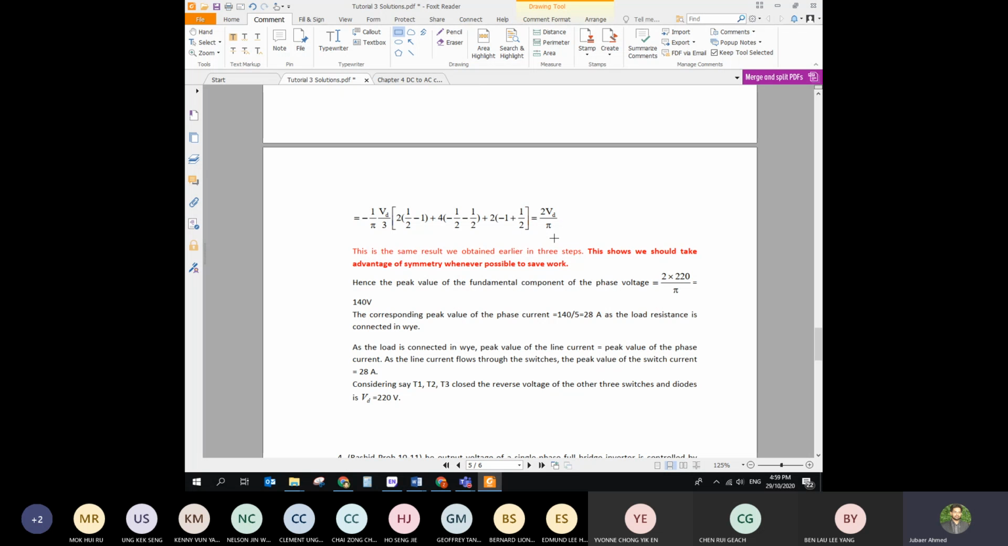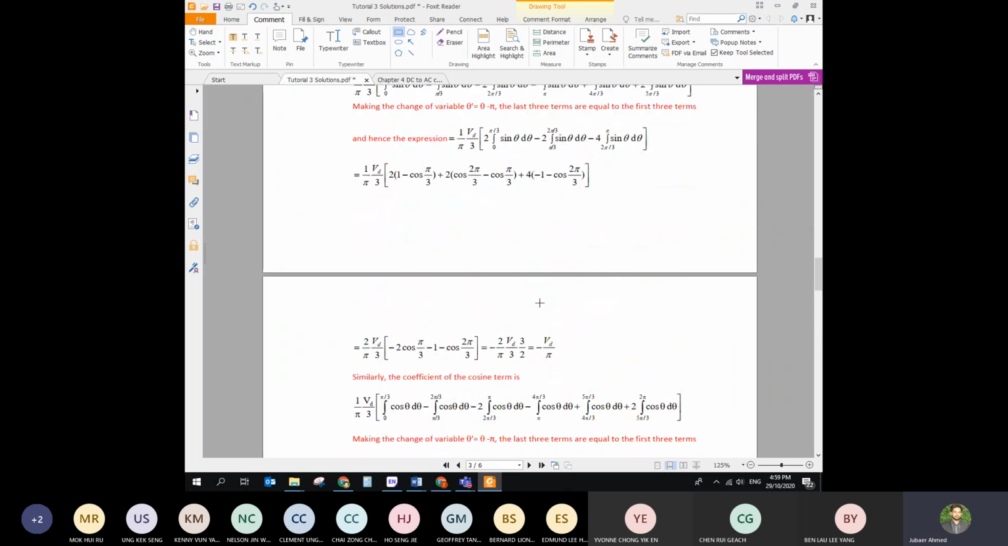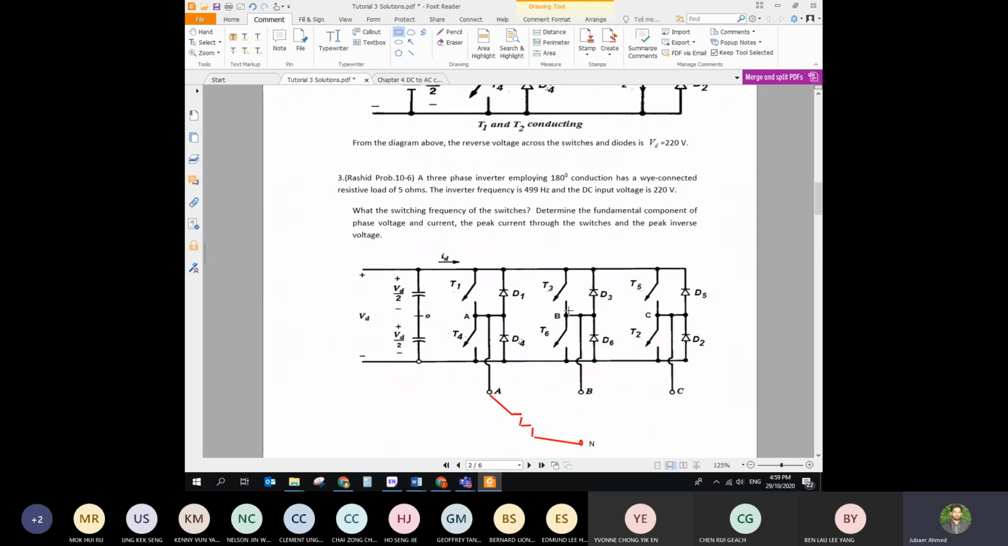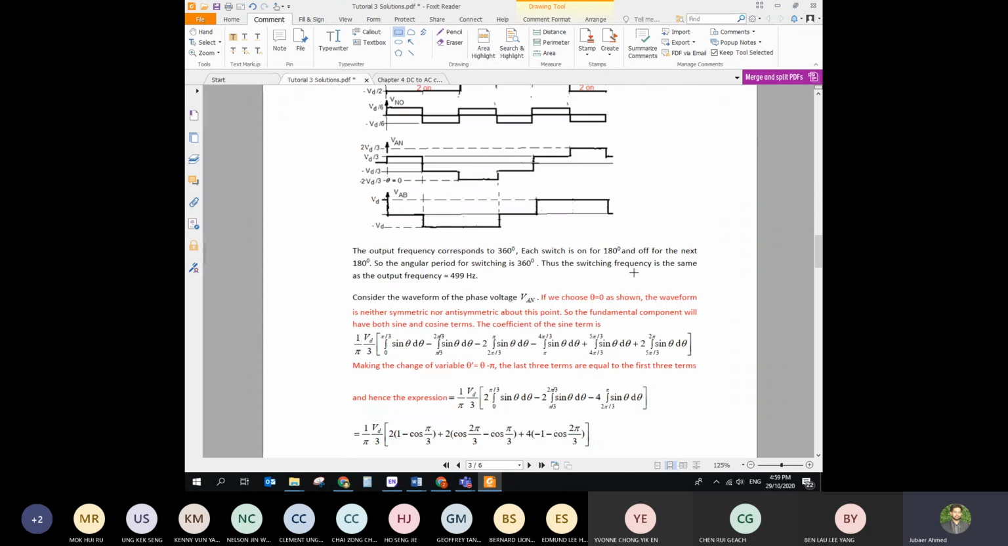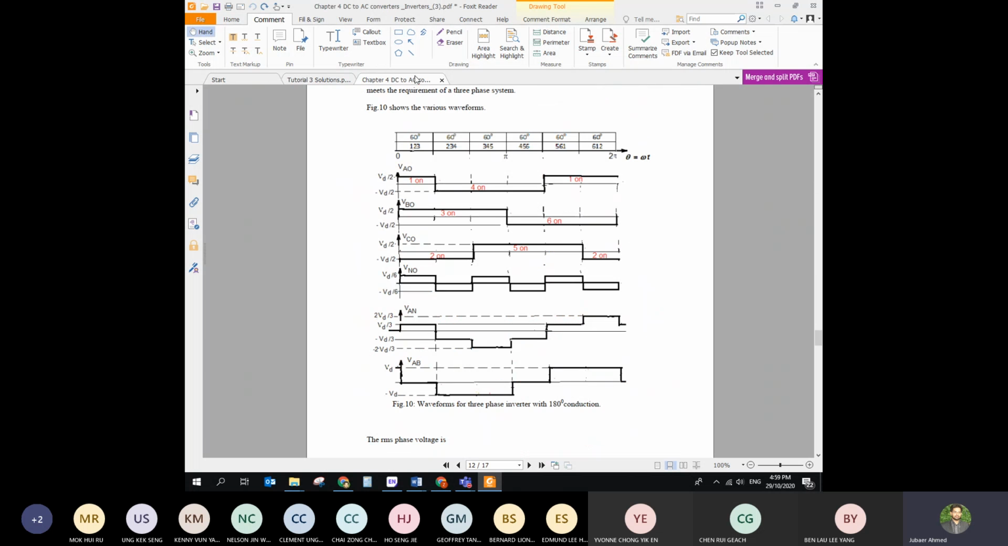You already calculated the fundamental component RMS value. So you put the VD here and calculate the peak value. Then if you take the root, it is going to be the RMS value. Then what is going to be the reverse? Where is the question? Reverse switch current, peak inverse voltage of the switches. Peak inverse voltage of the switches is very simple.